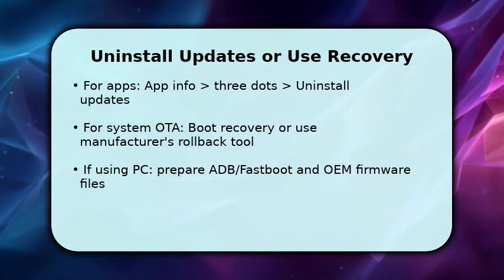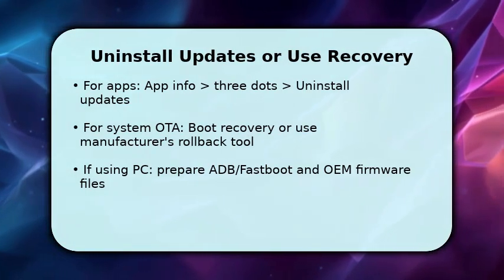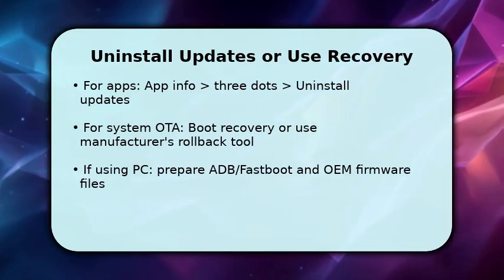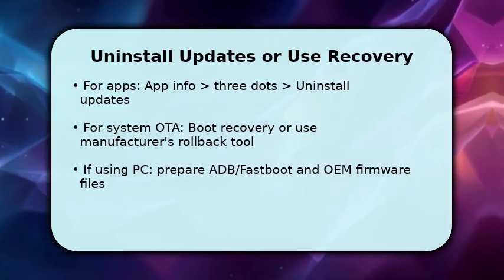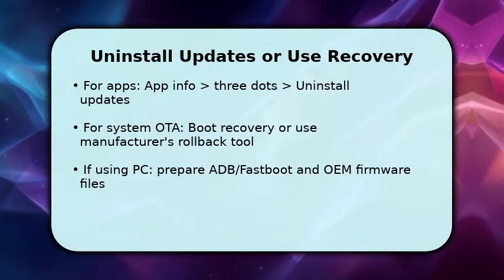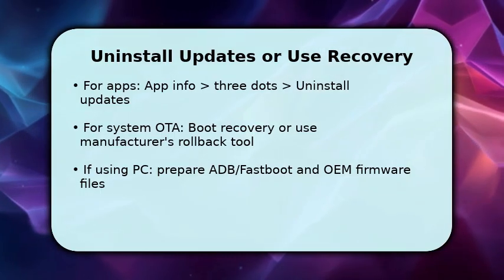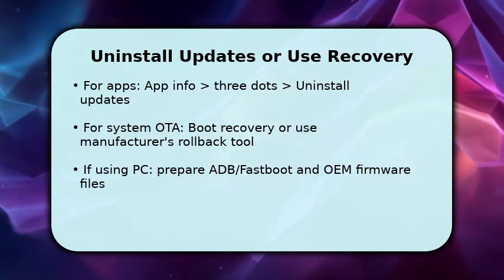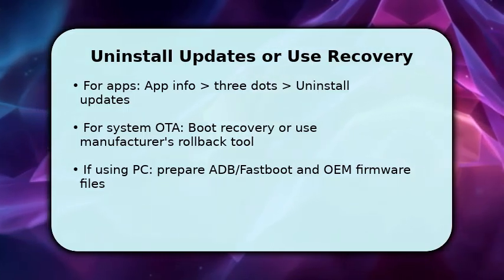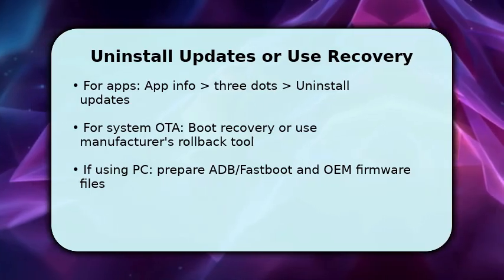Next, take the actionable rollback. For updated apps, open App Info, tap the three-dot menu and select Uninstall Updates. That reverts the package to factory version. For a full system OTA rollback, reboot to recovery or use the manufacturer's official rollback or repair tool. This is the supported path for many brands.